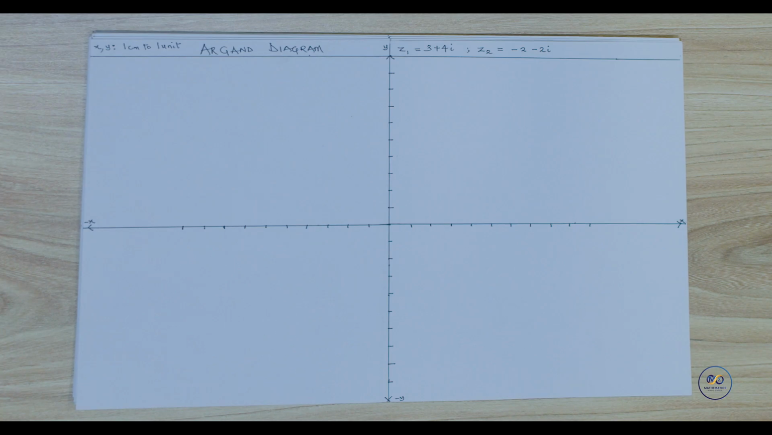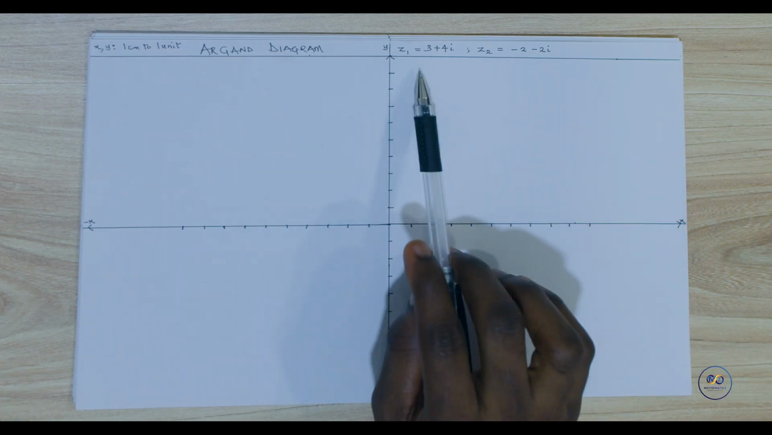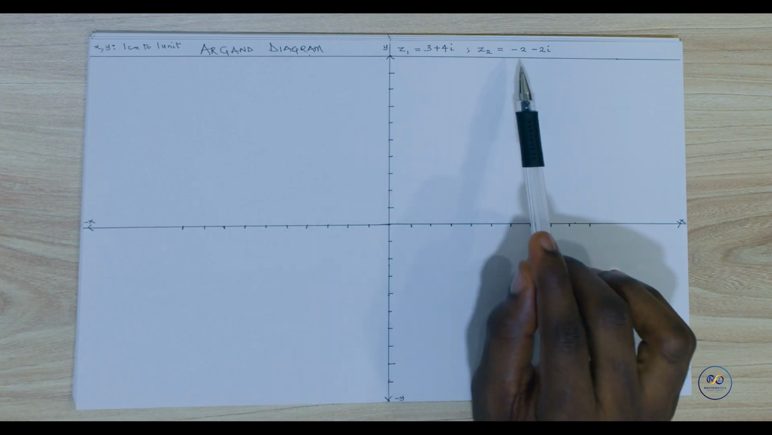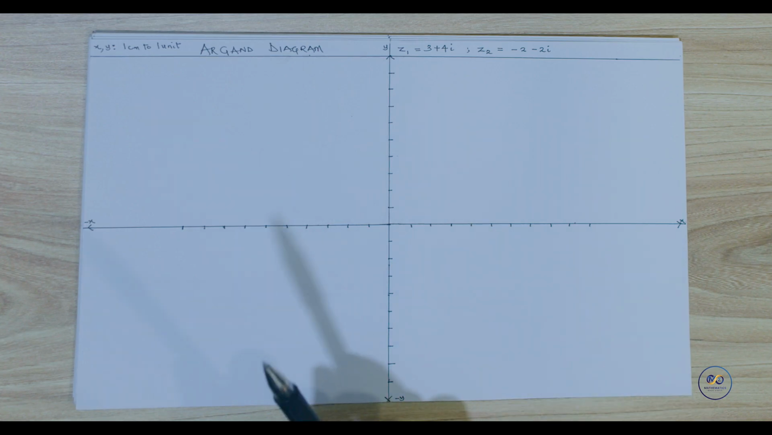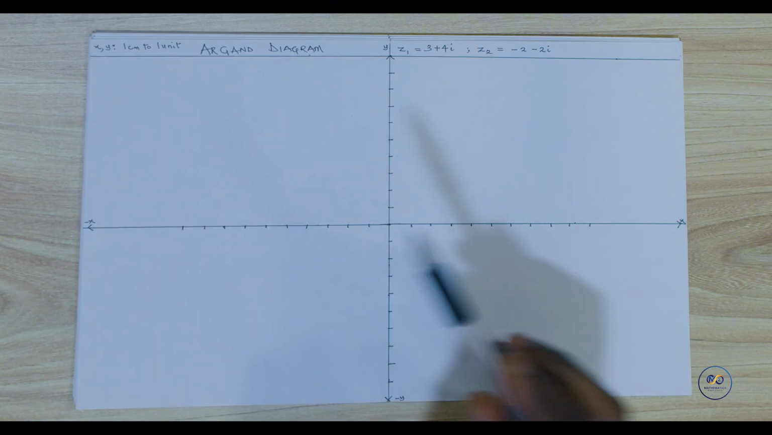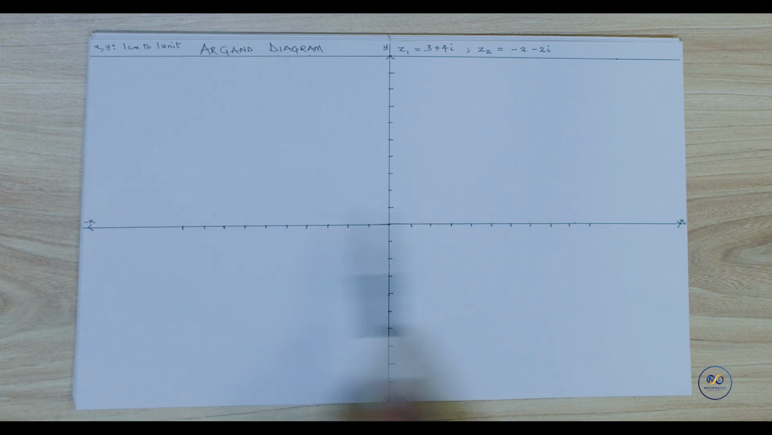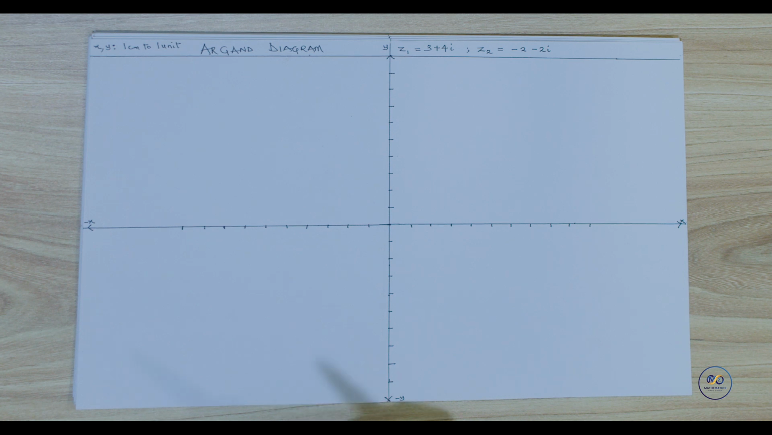So for this diagram, the Argand diagram, we have picked two complex numbers, Z1 = 3 + 4i and Z2 = -2 - 2i, and we will attempt to plot these on the Argand diagram. We have chosen a graph with a scale of 1 centimeter to 1 unit on both the x and y axes. The x-axis will represent the real part, and the y-axis will represent the imaginary part.